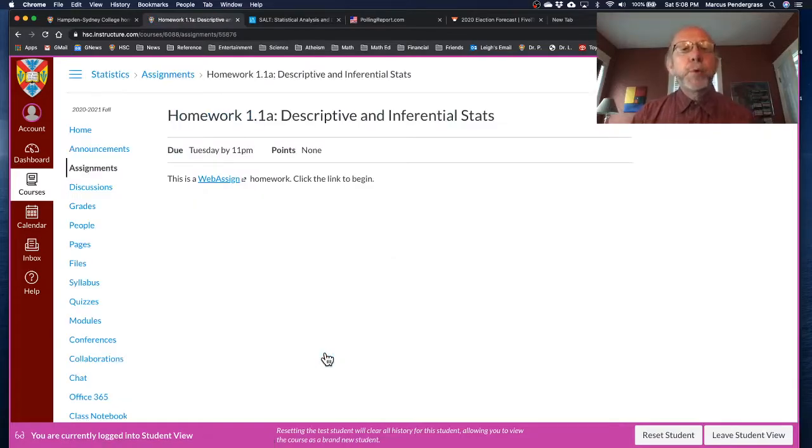Now what that does is pull up another Canvas page. So we're not on WebAssign yet, but there is a link to WebAssign here. There's also a little bit of information about the homework up here, the due date. This information about the points is not actually entirely accurate. This assignment is going to count. There are points associated with this assignment, but the points are just going to be kept track of on WebAssign, not on Canvas. So don't think that this means that this assignment doesn't count. It does.